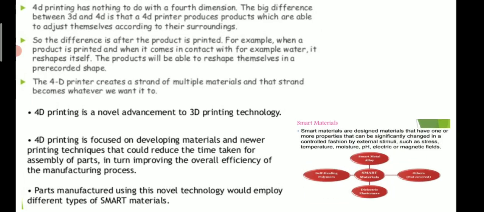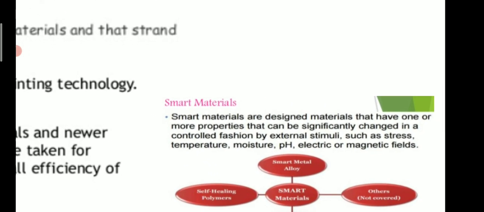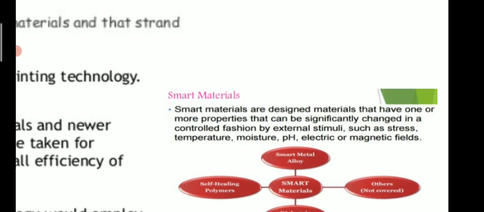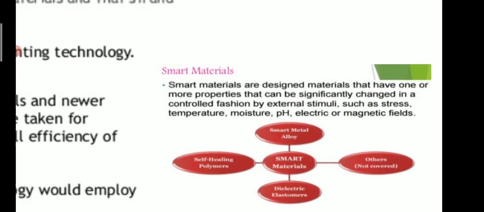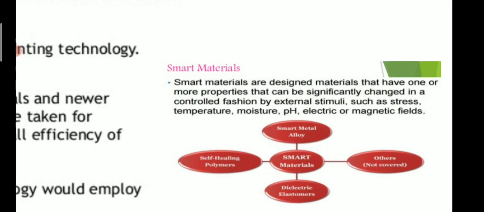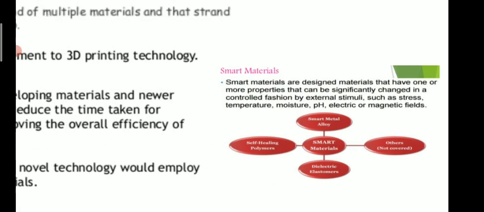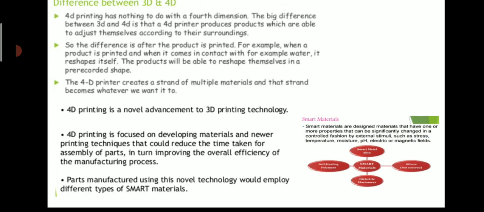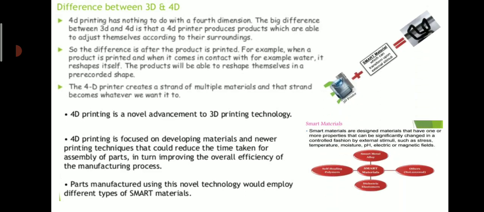What are smart materials? Smart materials are designed materials that have one or more properties that can be significantly changed in a controlled fashion by external stimuli such as stress, temperature, moisture, pH, electric or magnetic field. So you will see the application of smart materials in the case of 4D printing technology. So 3D printing plus smart materials will contribute towards 4D printing technology.